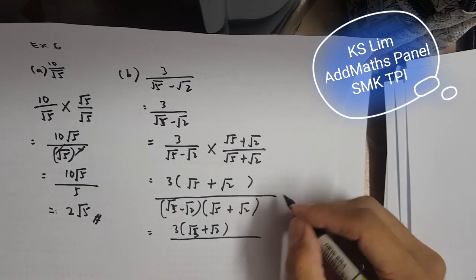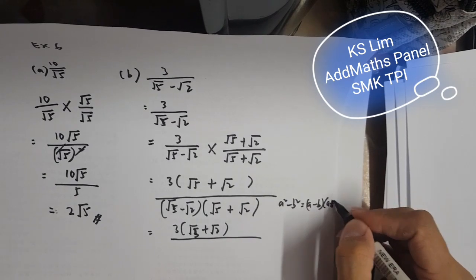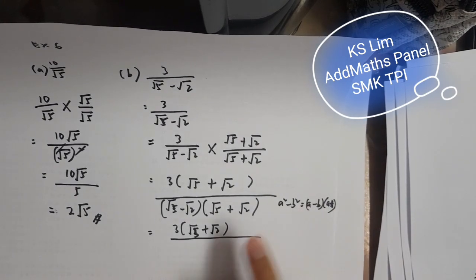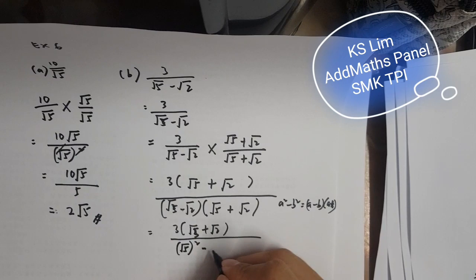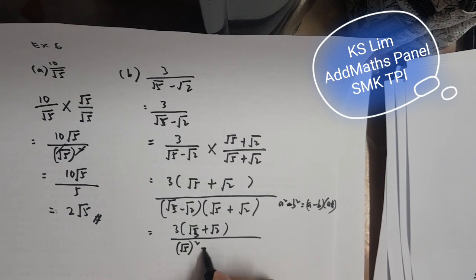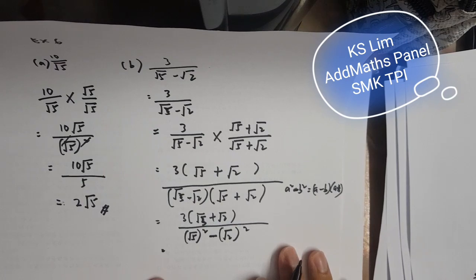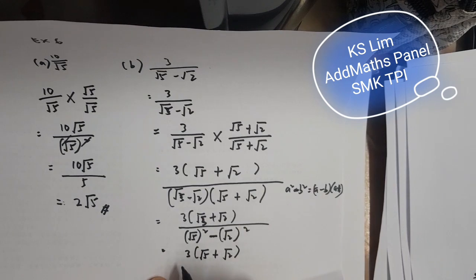Use this concept: A square minus B square equals A minus B, A plus B. Okay, minus positive. Square root 5 squared minus, this one is minus, so I put minus square root 2 squared. After you simplify, square root with square, square root with square. 5 minus 2 is 3. 3 over 3.